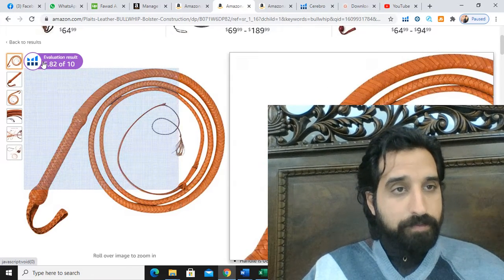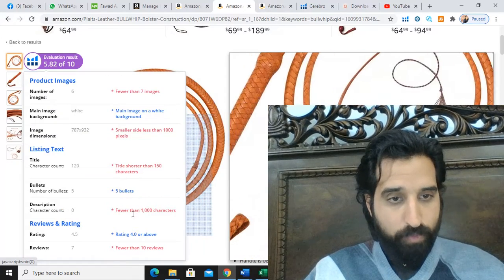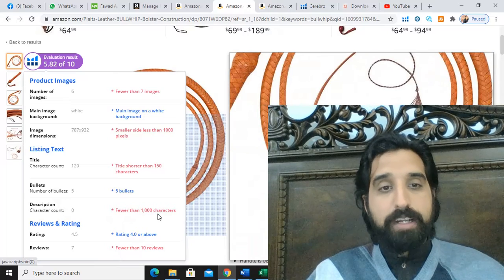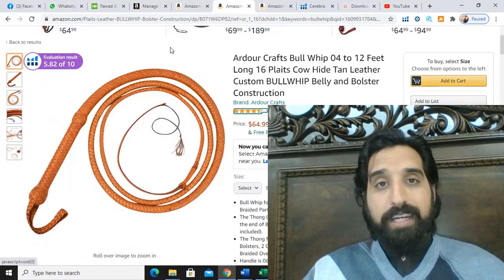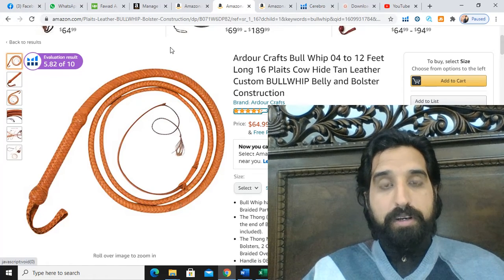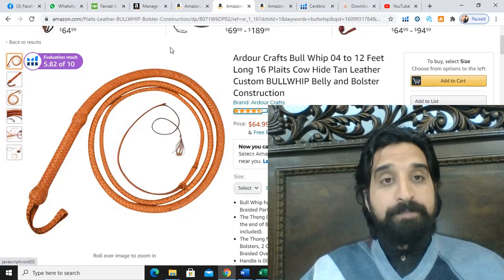See, for example, in this particular listing, one of the weak points is that it has a description of less than 1000 characters. So if you're writing it, at least write 1000 characters, so that you don't lose the weightage.